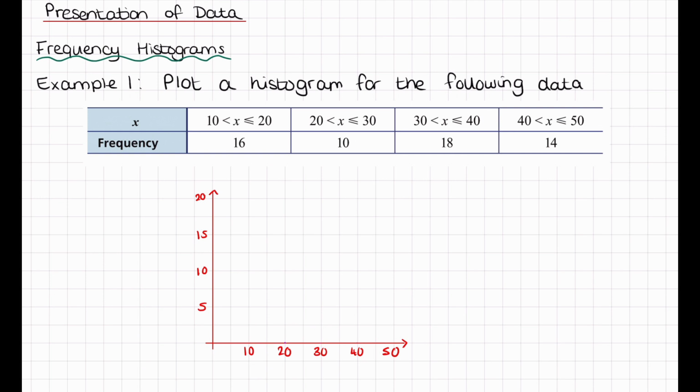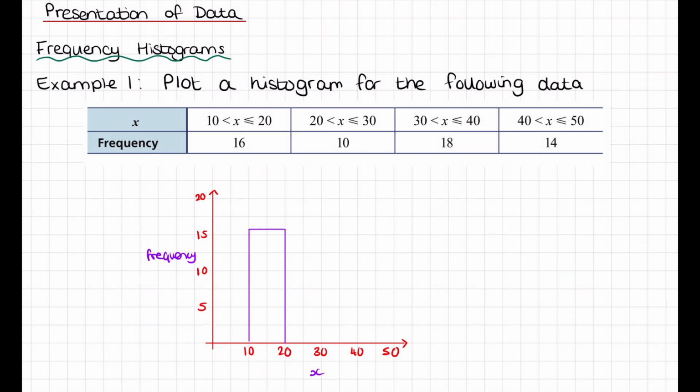So the first one we have between 10 and 20, we have 16. So I've drawn my axis here and I just want a frequency of 16. The frequency is the y-axis and x is the x-axis, and I've got 16. So I've got to kind of guesstimate as to where it will be, which will probably be around there with 16. And we just draw a nice little column between 10 and 20 to represent the 16.